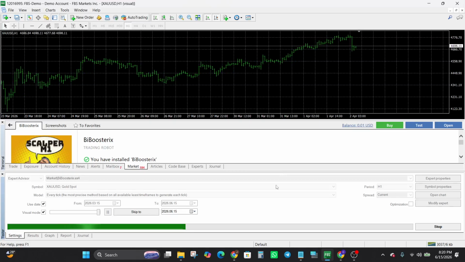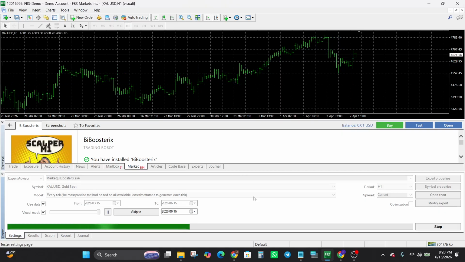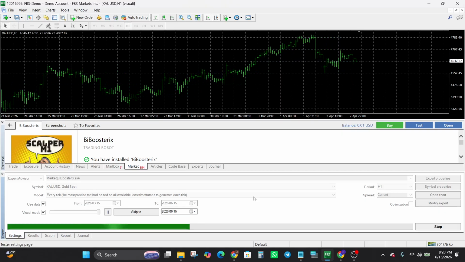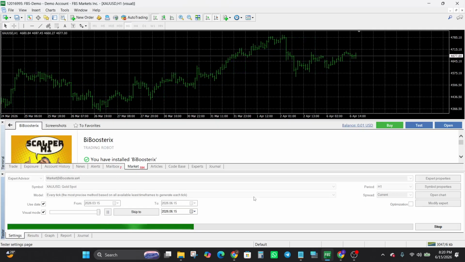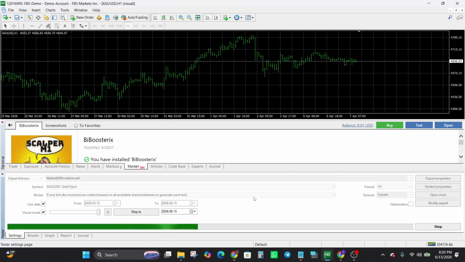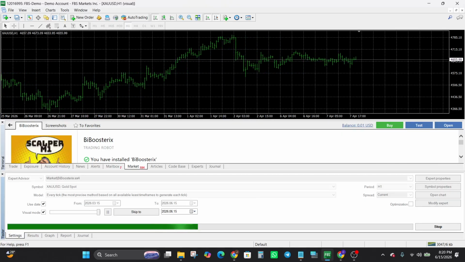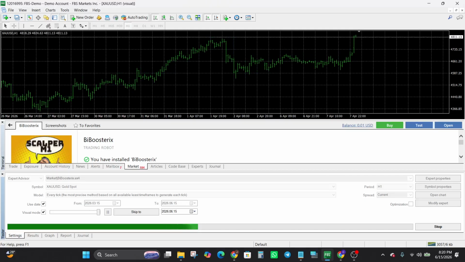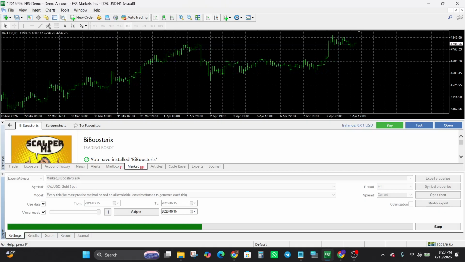But overall, the BiBoosterix EA offers a structured set of trading and risk management tools for MetaTrader 4 traders, with support for adaptive lot sizing, configurable protection settings, and an analysis approach that combines several market inputs. So if you're interested in this EA, I would strongly encourage testing it on a demo account first and performing your own optimization before considering any live trading environment.